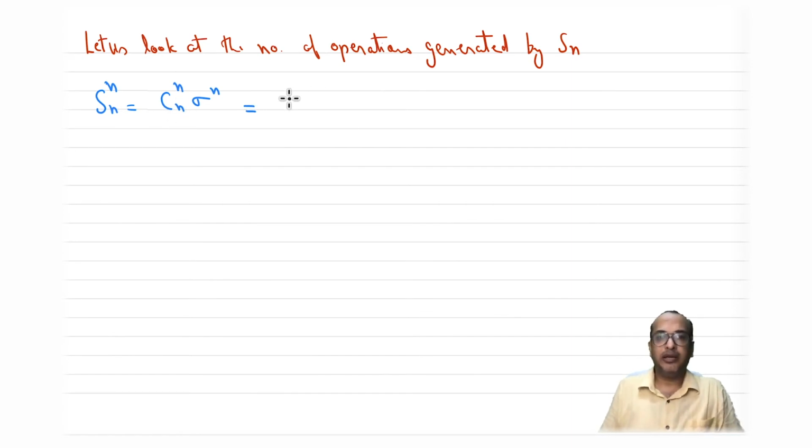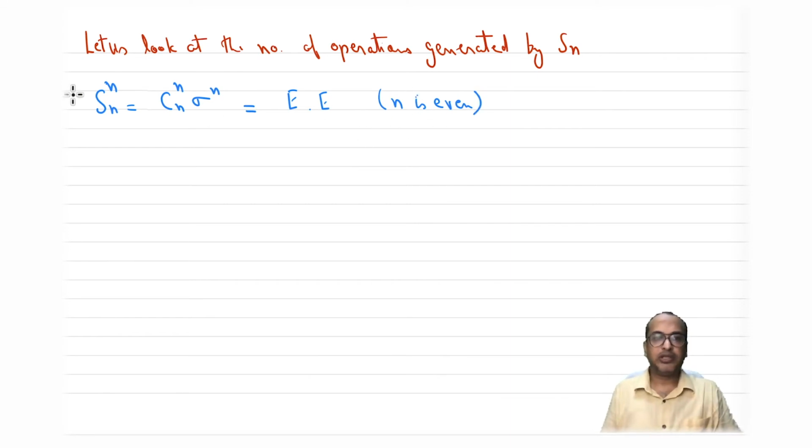We have seen that Cn^n is E and sigma^n is E only in the case of n even, right? So let us first consider the case of n even. So this will be equal to E, right? This is easier to follow. If it is not even, then it will lead to sigma. Cn to the n will remain E irrespective of even or odd, but sigma^n will give rise to sigma if n is odd.